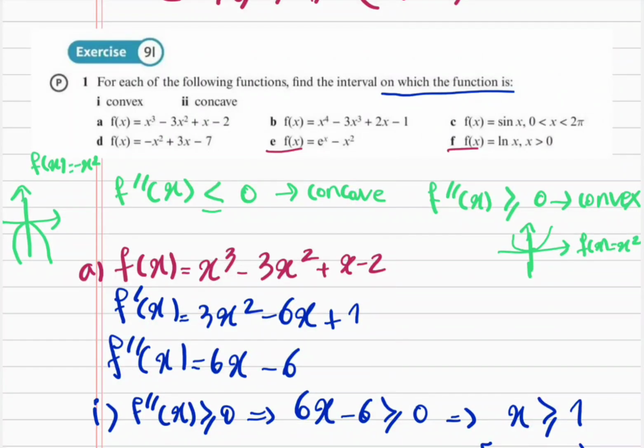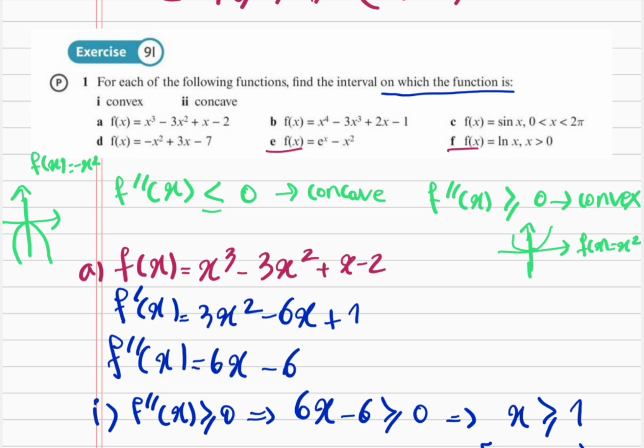Hi everyone, this video is on exercise 99 question 1 parts E and F of Pure 2. In this question we should find the intervals on which the following functions are first convex and then concave.